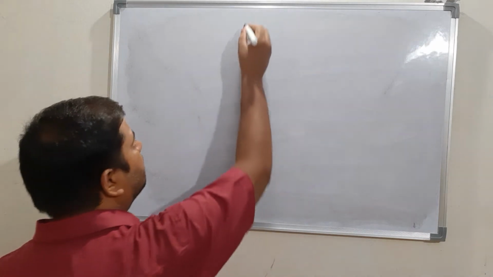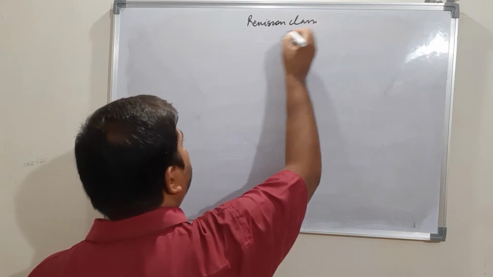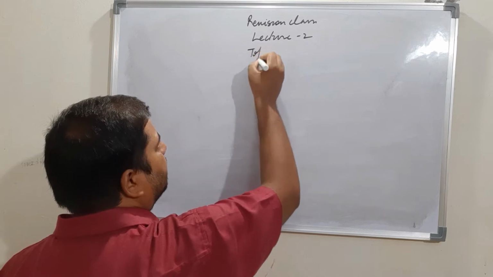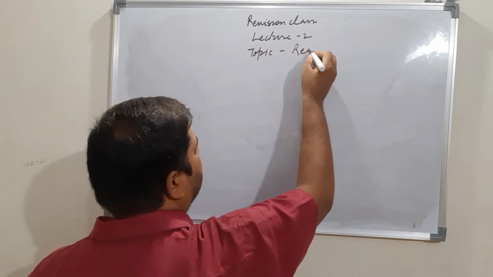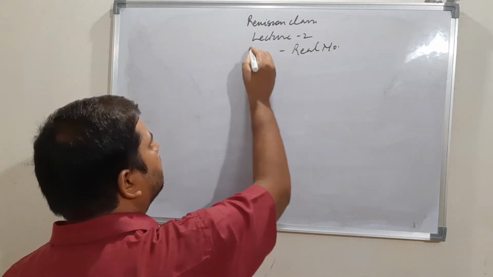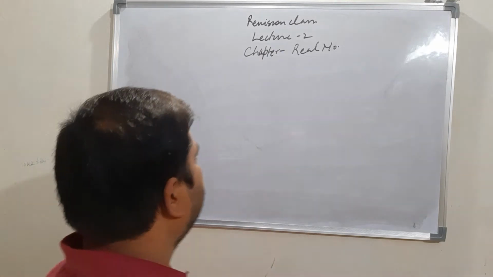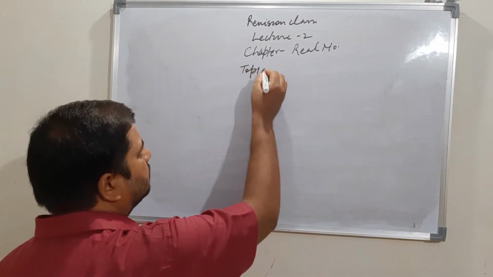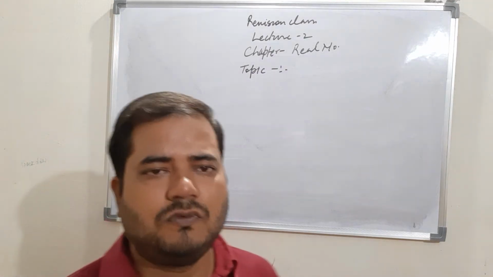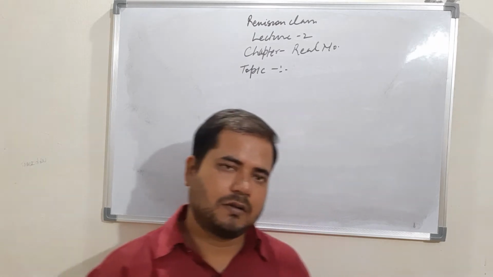Revision class lecture 2. Topic: real numbers. Chapter: real numbers. And the topic is to prove that root 2, root 3, root 5, they all are irrational numbers.